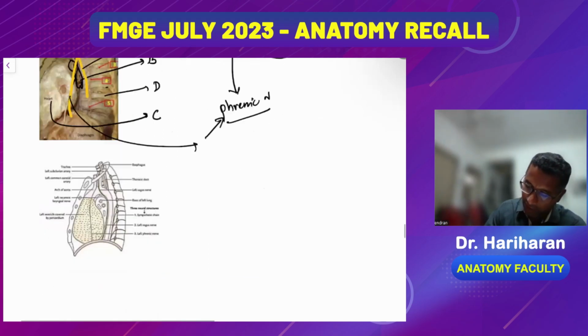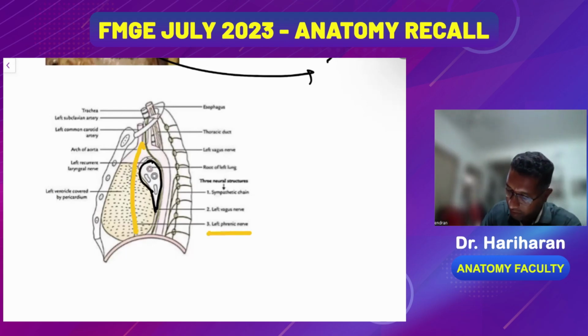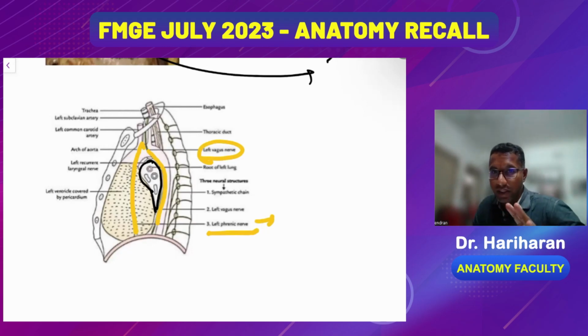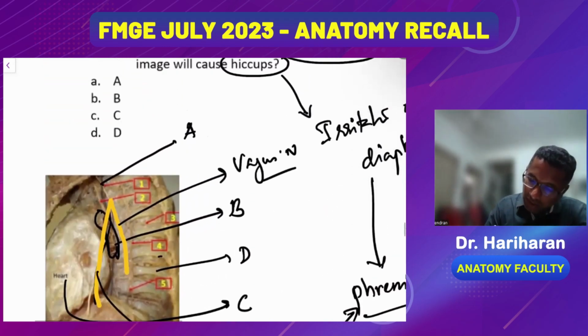If you see this diagram, you can see this is the root of the lung or the hilum of the lung, and you can see a nerve which runs in front of the hilum of the lung, and this is nothing but the phrenic nerve, and the nerve which runs behind the hilum of the lung is the vagus nerve. This phrenic nerve is close to the aorta. So when the aorta enlarges due to aortic dissection, it can cause irritation of this nerve. Irritation of the phrenic nerve causes hiccups. So the answer for this question will be option A.